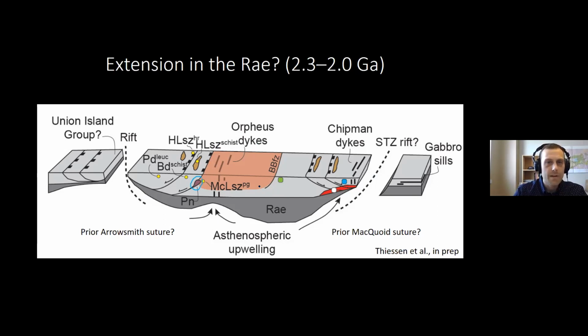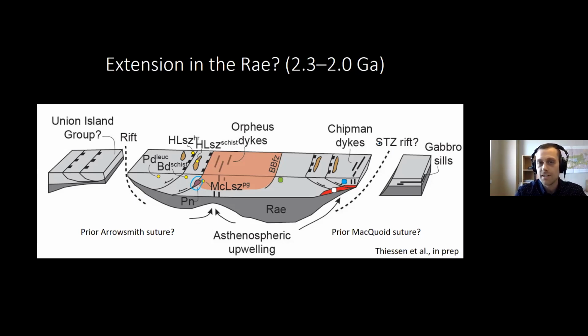So you can see a number of the mafic events listed. There's Orpheus Dikes, there's Union Island Group, there's Chittenden Dikes. And the locations of these possible rifts at the Craton margins, of course, is the same location that we had in the Arrowsmith and McCoy aged suture zone previously.